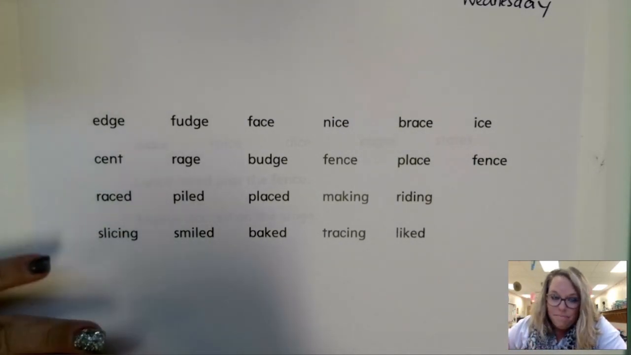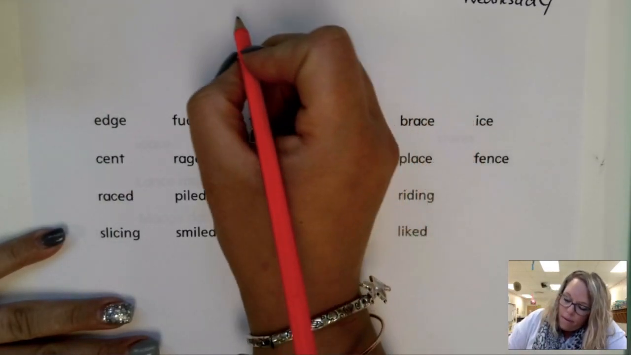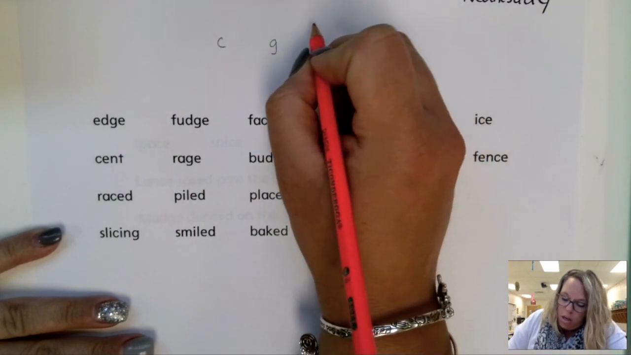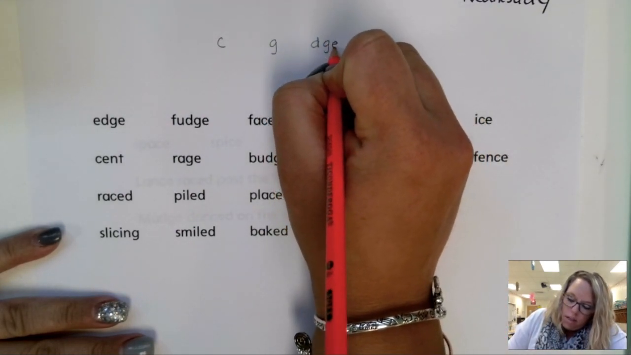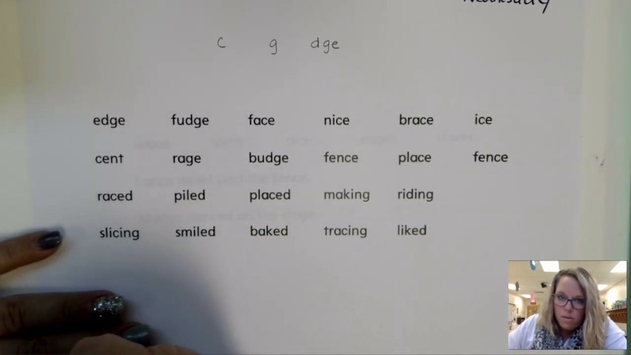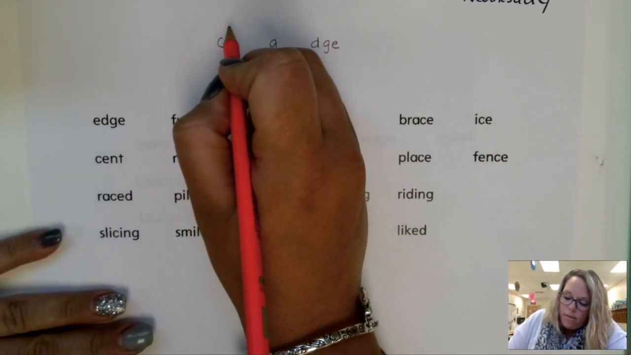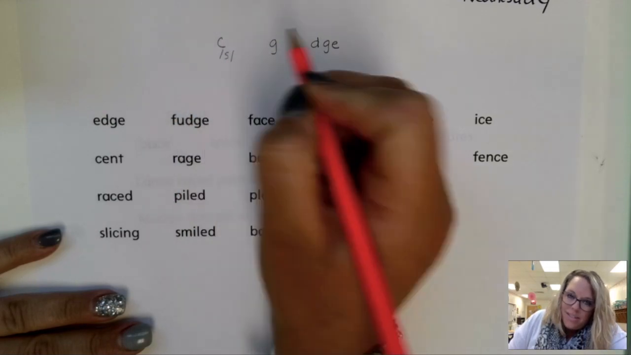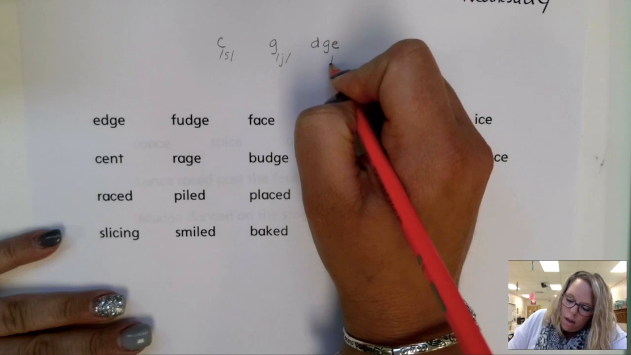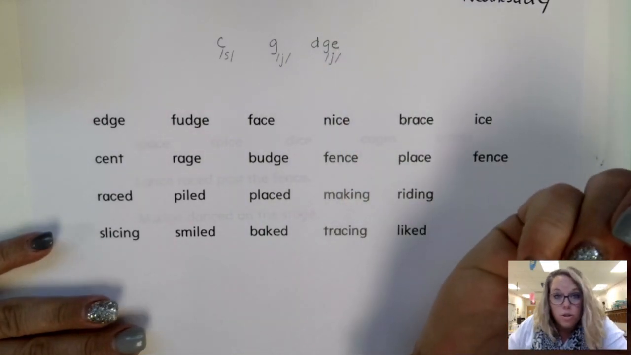Let's get started. You'll remember that this week we're talking about the soft C, soft G, and soft DGE. Let's take a look at some of these words. So you'll remember that if we have a soft C, it'll make the S sound. And the G will make J, and DGE will make J.